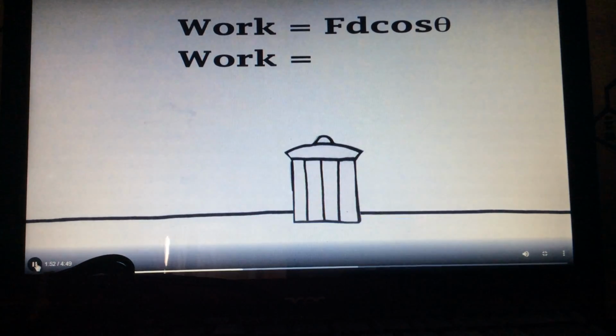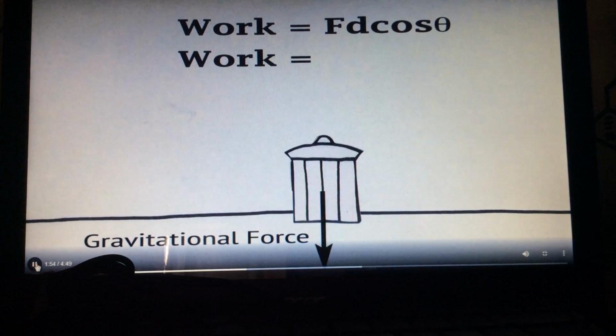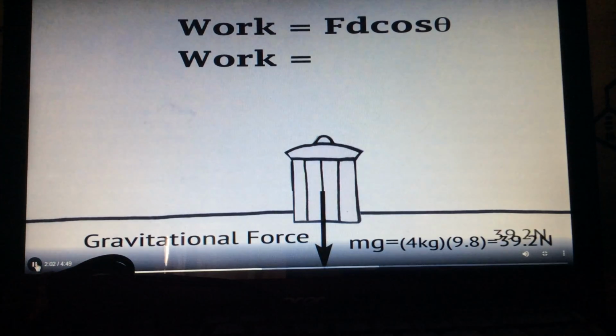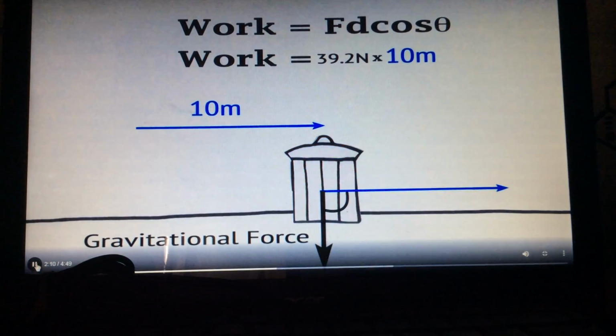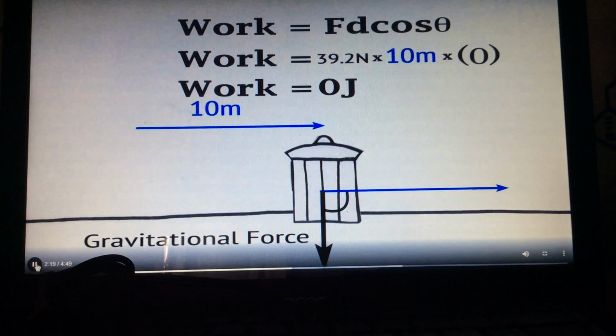Now let's figure out the work done by the gravitational force. The force of gravity is mg, so the force of gravity is 4 kilograms times 9.8 meters per second squared, which is 39.2 newtons. The displacement is again 10 meters, but the angle between the gravitational force and the direction of the displacement is 90 degrees in this case. And since cosine of 90 is 0, the gravitational force does no work on this trash can.